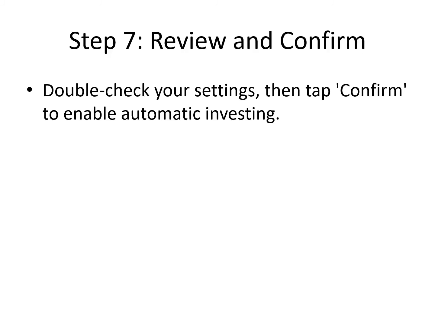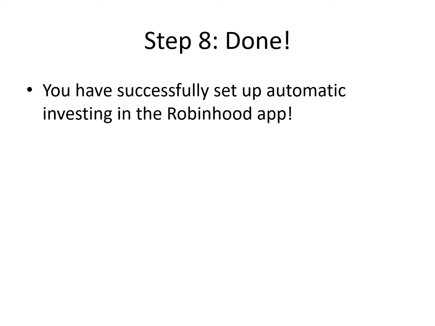Double-check all your settings: frequency, amount, and asset. Once everything looks good, tap Confirm to finish setting it up. That's it. You've successfully set up automatic investing in Robinhood. Your investments will now be made on schedule without any extra work.